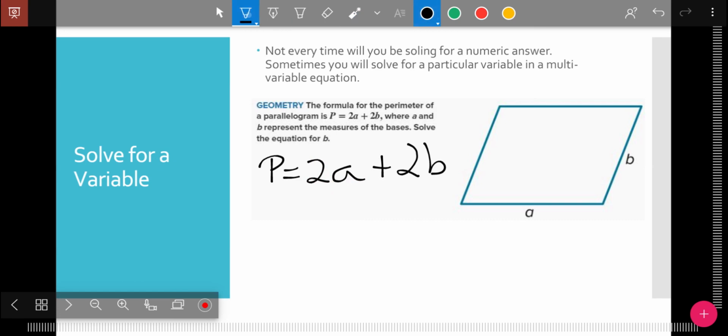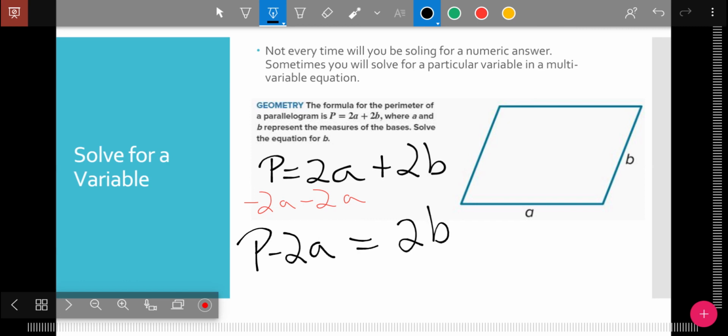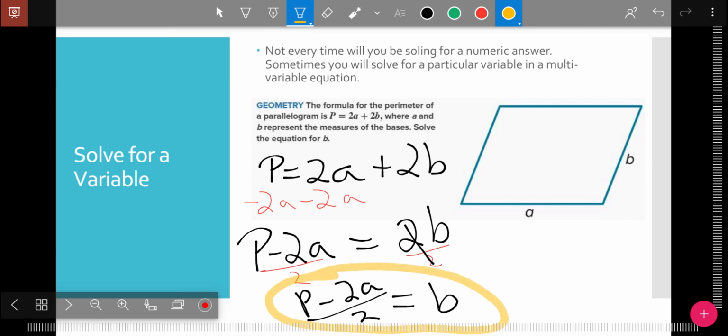So I'm going to subtract 2A from both sides. I get P minus 2A equals 2B. I need to get B by itself still, so I have to get rid of this 2. I'm going to divide both sides by 2. On this side, I have just B, since the 2's cancel. Over here, I have P minus 2A divided by 2, and that's how I would leave it. Now, if you're like, 2 divided by 2 is 1, yeah, you could do that. You could write B equals P divided by 2, and then 2 divided by 2 is 1, so just minus 1A. Either answer is right, but I would get used to leaving it as the fraction.